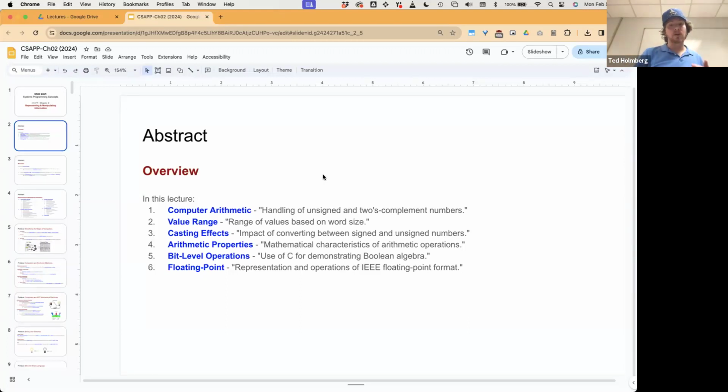Casting effects. So we're going to talk about the impact of converting between signed and unsigned numbers. I'm sure you covered the concept of signed and unsigned numbers.